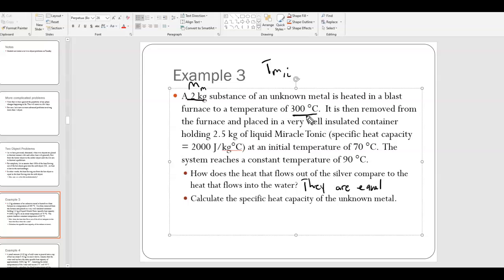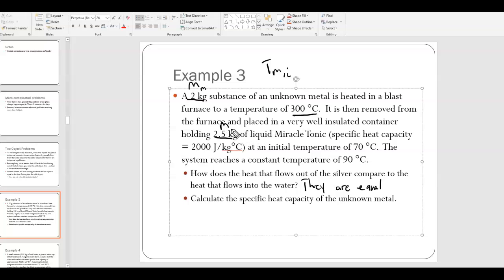And so we're going to label that T metal I, TMI, or T1I if we wanted to label it like that. And the reason it's the initial temperature is because that is the temperature of the metal before it's placed in the container with the miracle tonic. So that is the initial temperature, TMI, the initial temperature of the metal. So it's taken out of the furnace, it's placed in a container, and the container has this much miracle tonic in it.